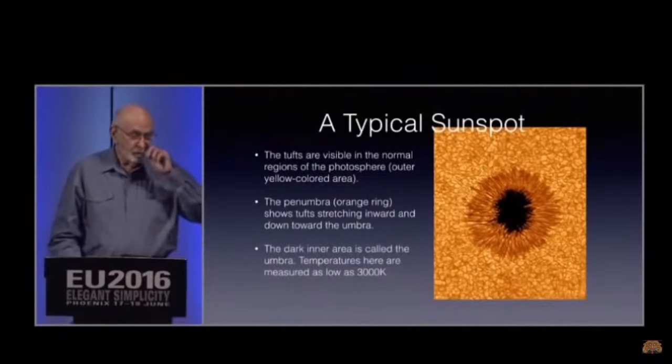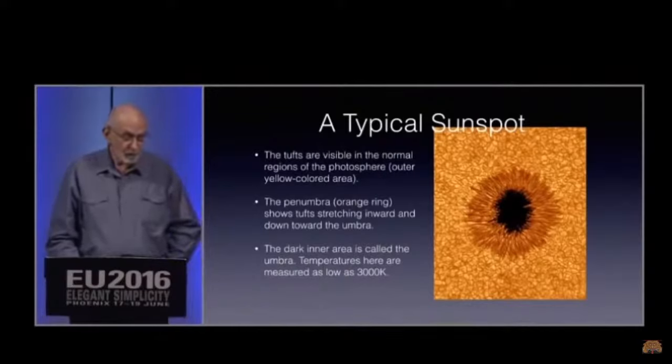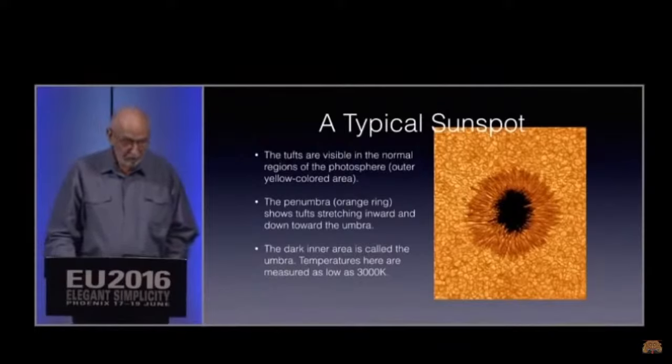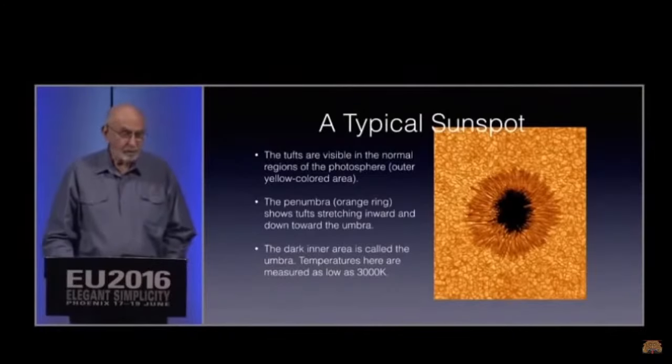There is, of course, the penumbra. That's that orange ring that you can see. The dark inner area is called the umbra. And the temperatures in the umbra have been measured at just something north of 3,000 Kelvin. So the umbra obviously is much cooler than the normal tufts, which are the yellow region around the outside there.